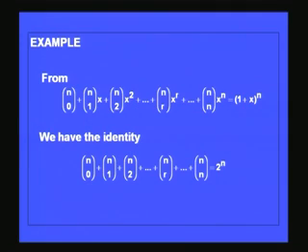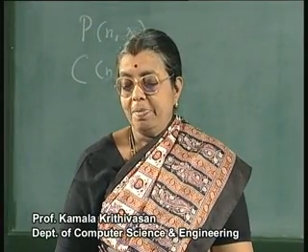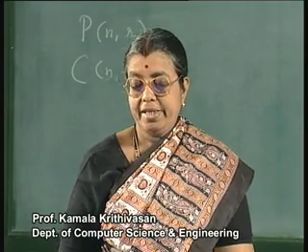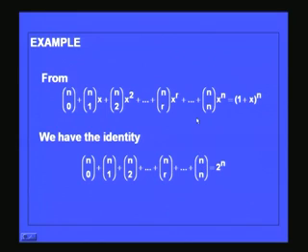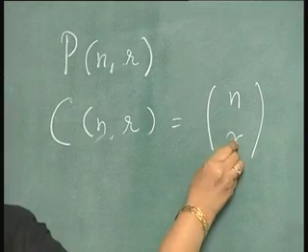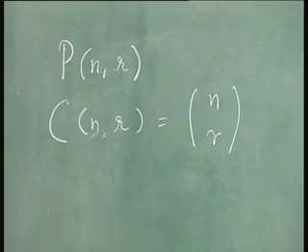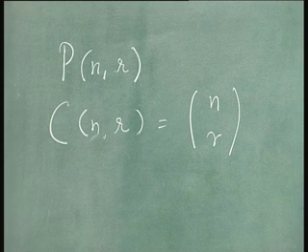So, using this generating function concept, you can prove certain identities. For example, you have this expression we have earlier seen. Instead of writing C(n,r), we are writing it as (n r). This also represents the number of ways of choosing r objects out of n objects. So, C(n,r) can also be written in this form. That is what we are making use of here for simplicity.